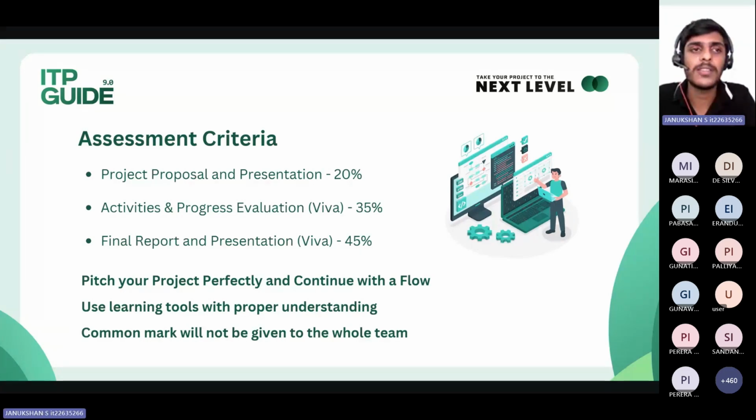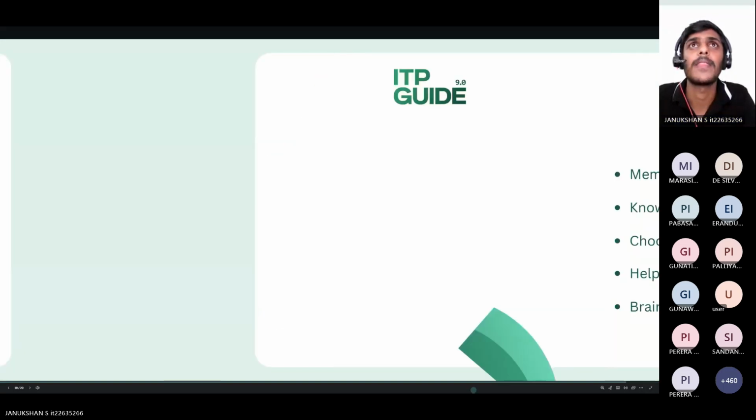Another thing you must remember is that a common mark will not be awarded for everyone in the team. So each of you will be getting marks based on your work and your performance. And that's it about the assessment criteria.